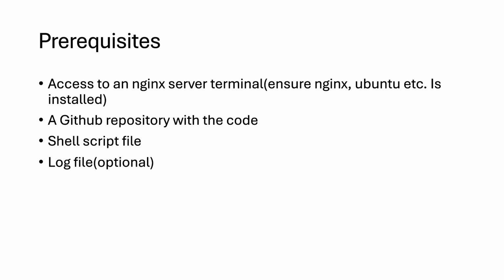Now there are some prerequisites you will need. First one is access to a server terminal. In this case it needs to be Nginx. Make sure all the dependencies are installed like Nginx. Make sure you have all the certificates for your HTTPS, Ubuntu or any other operating system you're running on the server. The next thing you will need is a GitHub repository, that is the code that you are hosting your site or application on.